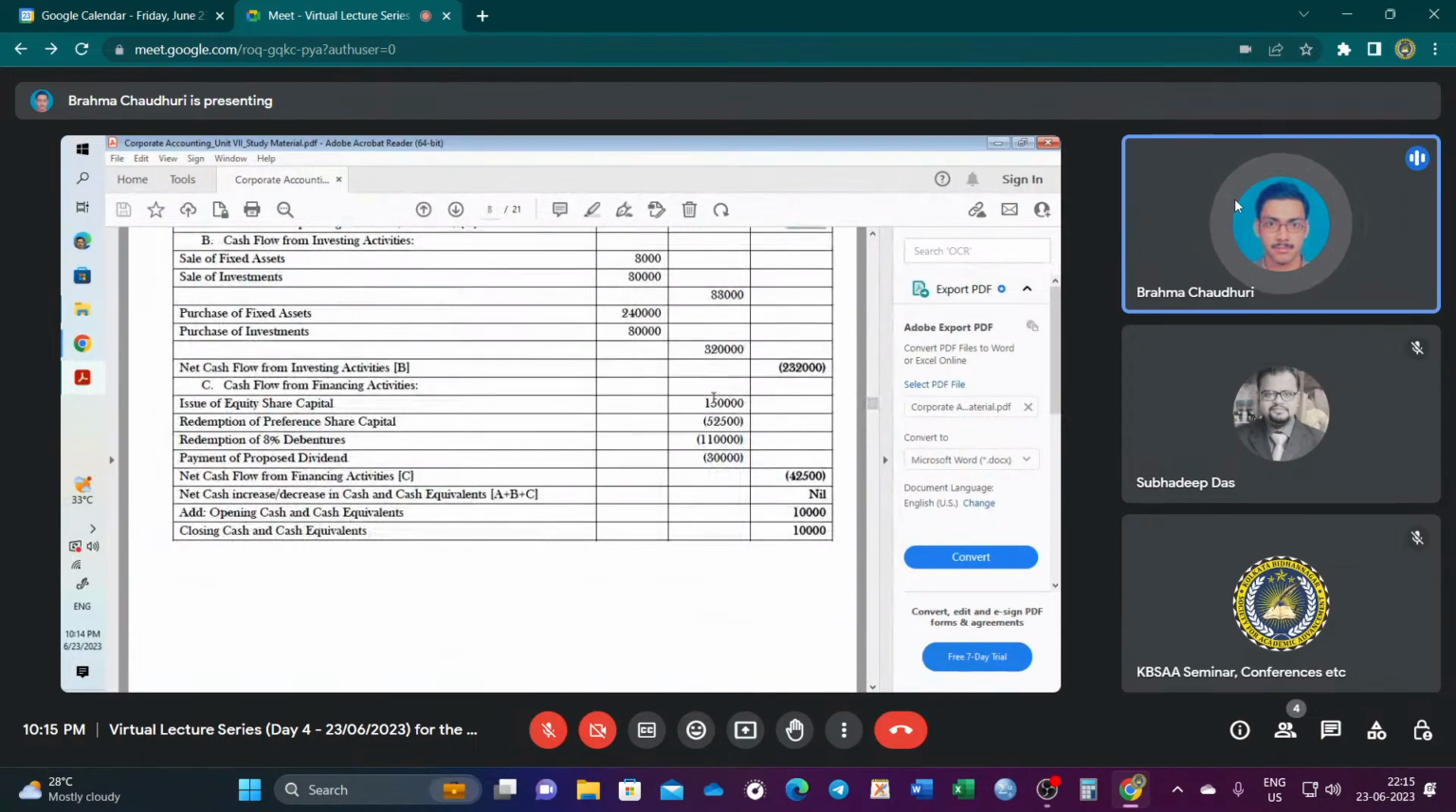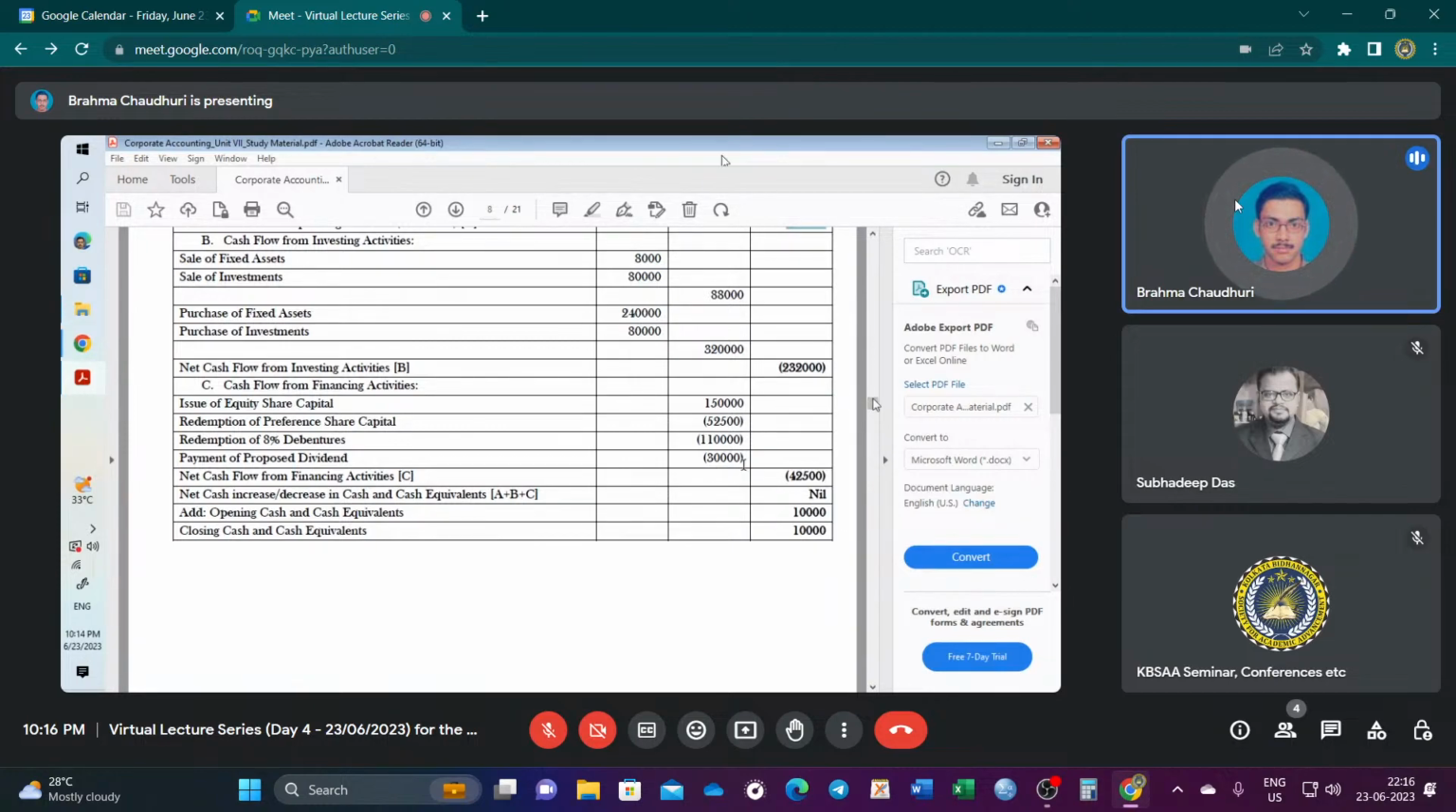Issue of equity share capital 1,50,000, redemption of preference share capital 52,500, so that is negative, shown within bracket. Redemption of 8% debenture 1,10,000, that is also a cash outflow, shown within bracket. And payment of proposed dividend 30,000, that is also a cash outflow, shown within bracket. So 1,50,000 less the sum of these three, and we are getting the net cash flow from financing activities, 42,500.